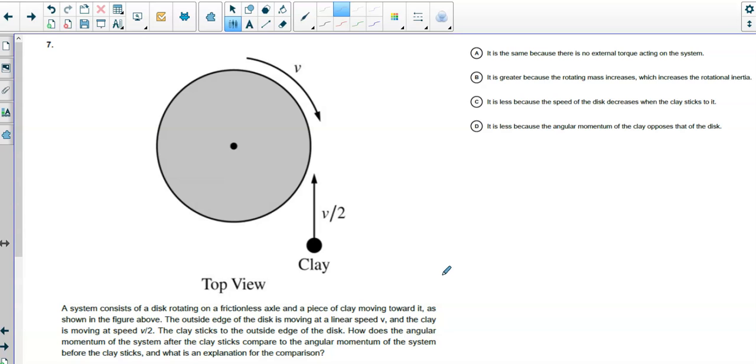All the speeds are not important. It's got to be the same because there's no external torque acting on it. All the torques are internal to the system. So the angular momentum is going to be conserved, because the system is defined as both the clay and the disk. If we just looked at the disk, it'd be a different story. But they look at both as the system. So the angular momentum is the same, beginning and end.